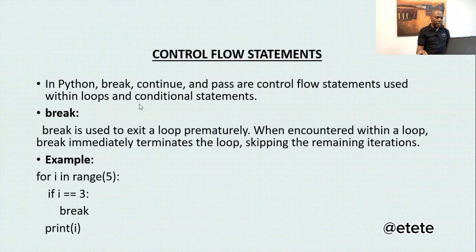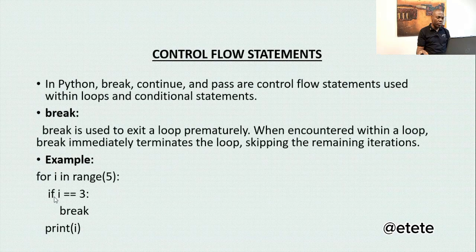Control flow statements. In Python, break, continue, and pass are control flow statements used within loops and conditional statements. Break. This is the syntax. Break is used to exit a loop prematurely. When encountered within a loop, break immediately terminates the loop, skipping the remaining iterations. Example: for i in range, if i equals 3, break. Now, if i is not equal to 3, you are asked to print this.